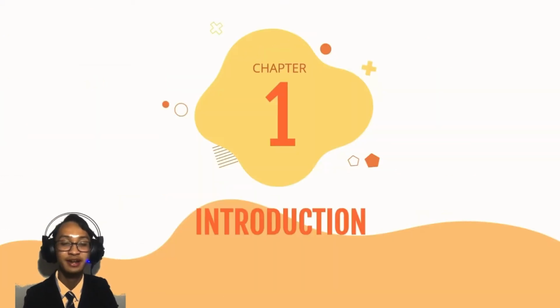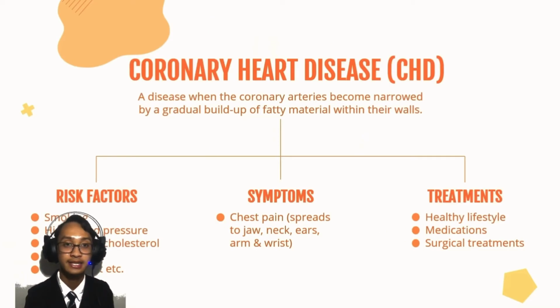Chapter 1: Introduction. Coronary heart disease (CHD) is also known as coronary artery disease. CHD begins to form as cholesterol builds up on the artery walls, forming plaques, causing the arteries to narrow and restrict the blood flow to the heart.